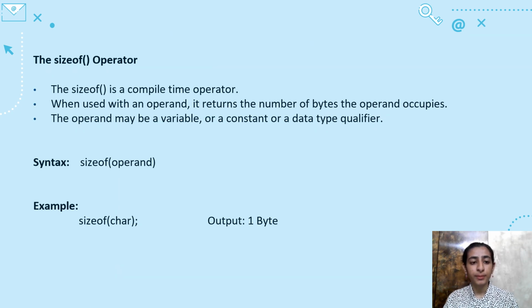The sizeof operator. The sizeof is a compile time operator. When used with an operand, it returns the number of bytes the operand occupies. The operand may be a variable, a constant, or a data type qualifier. The syntax is sizeof(operand). Example, sizeof(char). Output equals 1 byte.